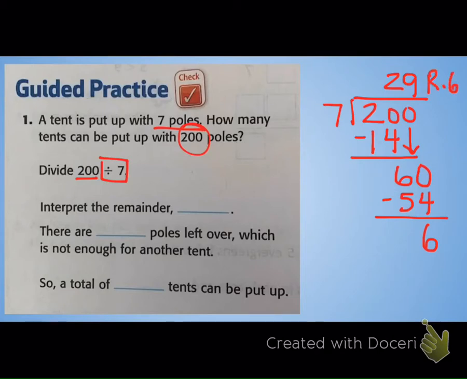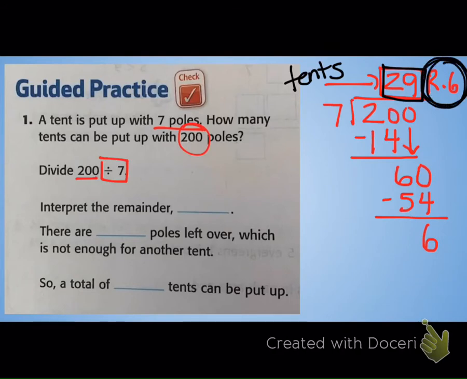So now let's think about what this means. What exactly does this 29 here mean? This 29, let me do it in black. This 29 means that's the number of tents that we can make, right? So let me write down, that's the number of tents. So what does this remainder 6 mean?